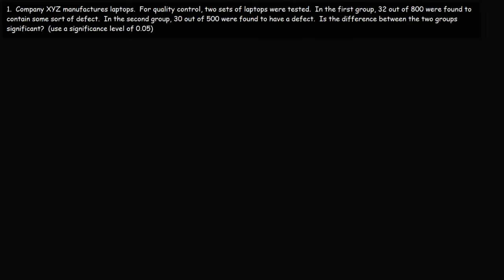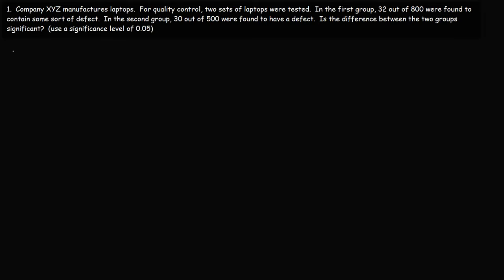Number one, company XYZ manufactures laptops. For quality control, two sets of laptops were tested. In the first group, 32 out of 800 were found to contain some sort of defect. In the second group, 30 out of 500 were found to have a defect. Is the difference between the two groups significant? What would you say? Well, let's find out. We're going to use a significance level of 0.05.